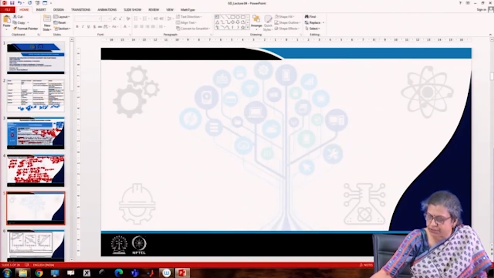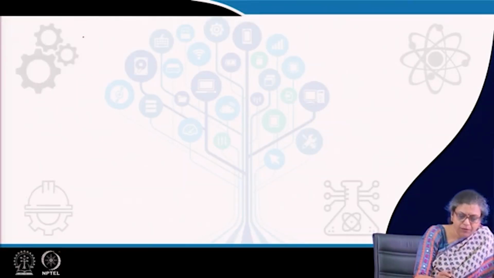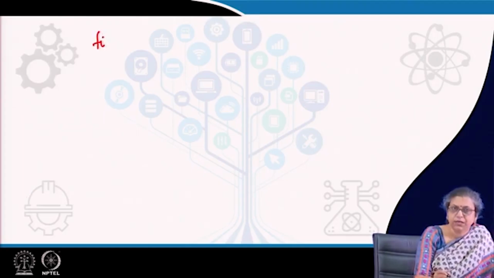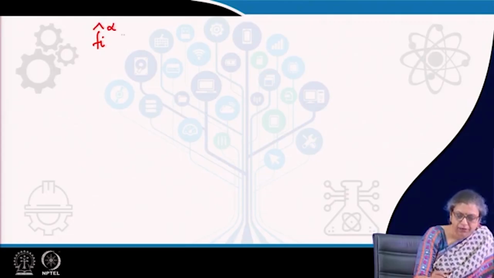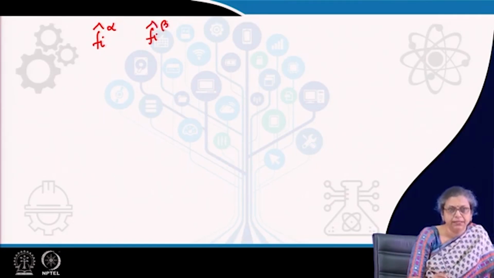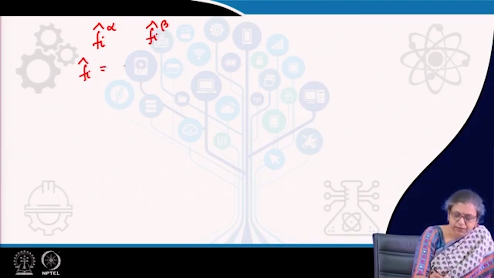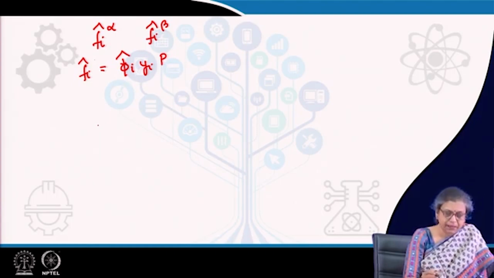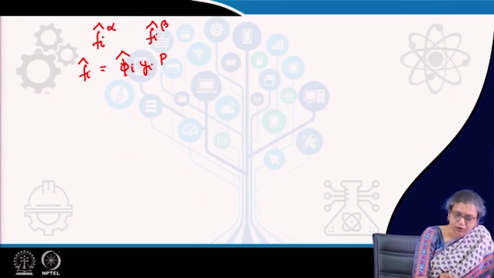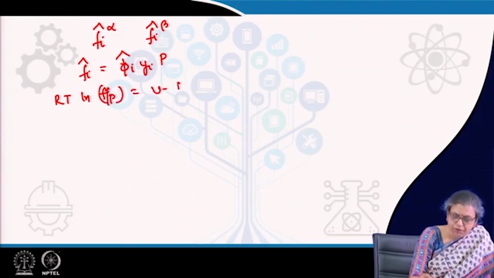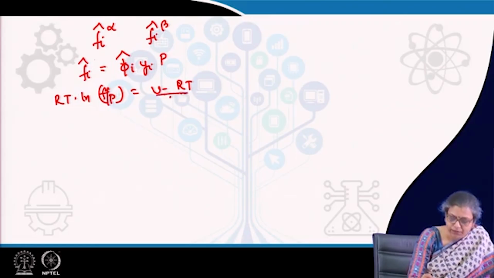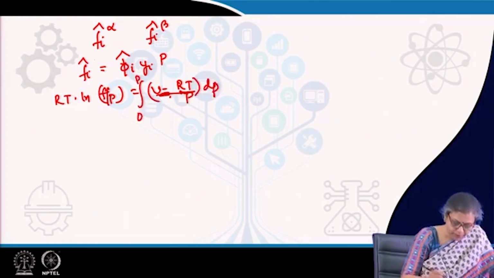So, in this particular case, our entire problem then boils down to finding the fugacity of the component i in, say, the alpha phase, and the fugacity of the component i in the beta phase, where Fi, say in the vapor phase or any particular phase, is nothing but phi i y i P. Because if you recollect in the last slide, for a pure component we had written down that RT ln F by P was equal to the integral from 0 to P of V minus RT by P dP.